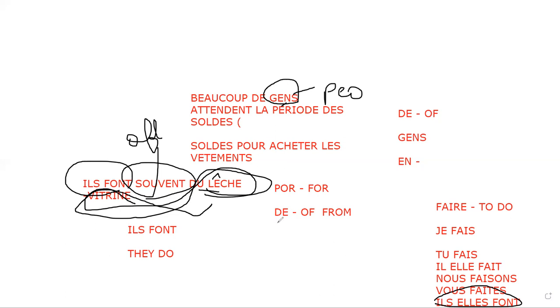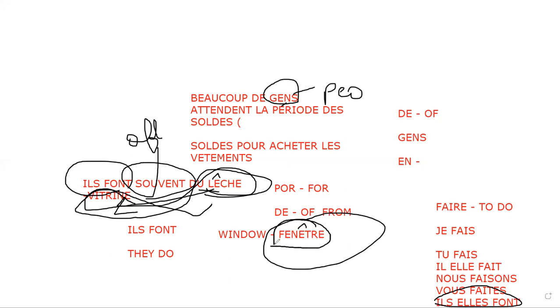Lèche vitrine. Window shopping. Basically, if I say window, what is window in French? Window is fenêtre. Fenêtre. Yes, you have to understand the phrases. Lèche vitrine, we use as a phrase for window shopping, and the literal meaning relates to fenêtre, a window. Sir, if you put je with it, then it will turn to fais. Je fais, exactement. If you say I do window shopping, you can say je fais. You want to say it like that?